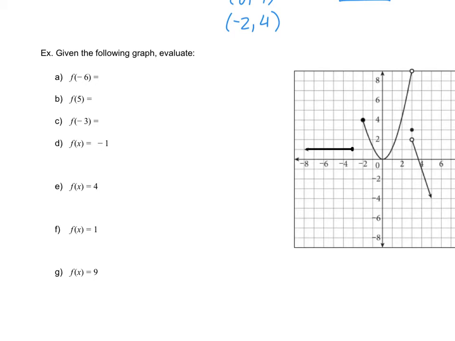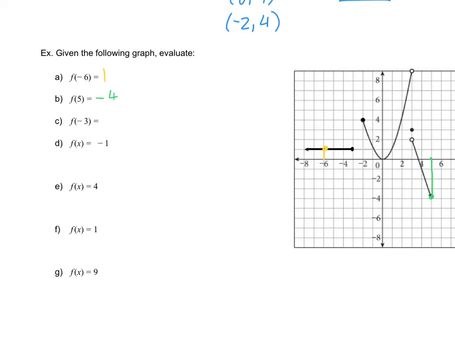So for the first one, I want f of negative 6. That means I'm going to go to negative 6 on my x-axis, and I'm going to find my relation. And here it is. When x is negative 6, y is equal to 1. For the next one, f of 5. So when x is equal to 5, I go to 5 right here. There's nothing looking up, so I go down, and this is where I hit my function, when y is negative 4.